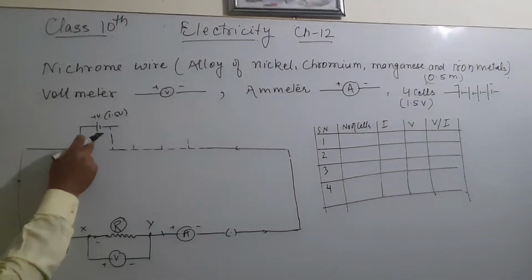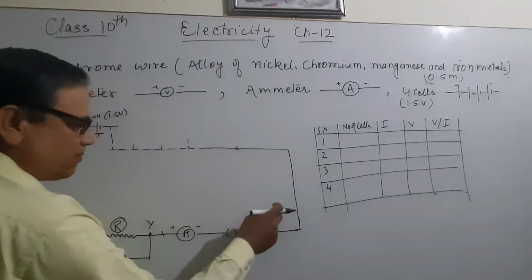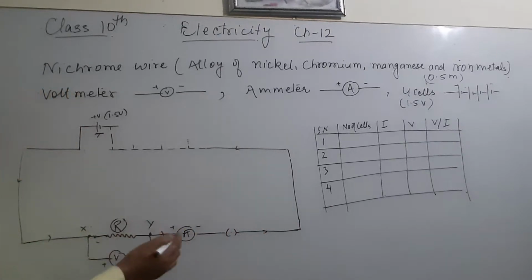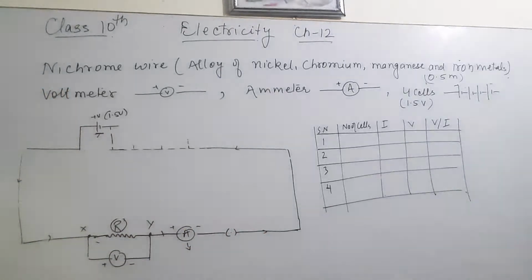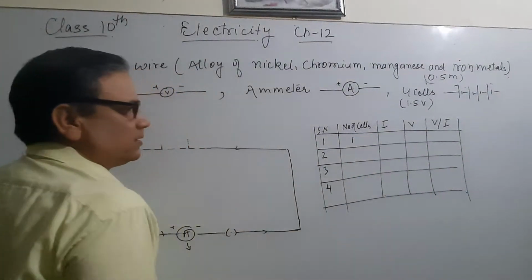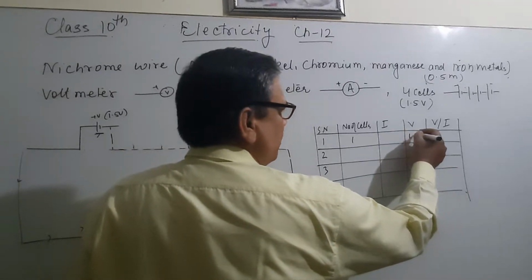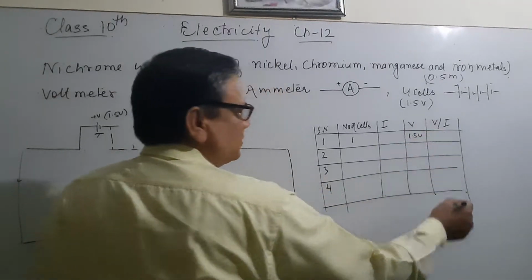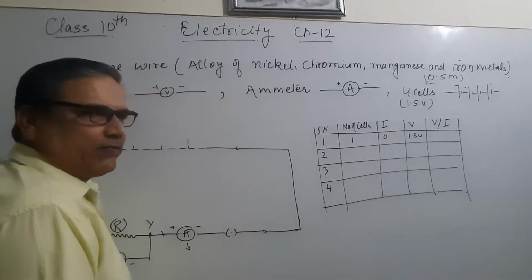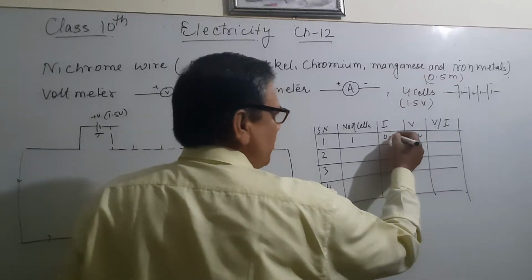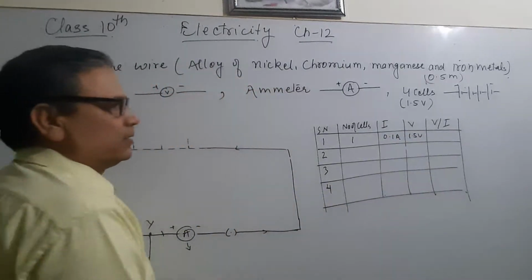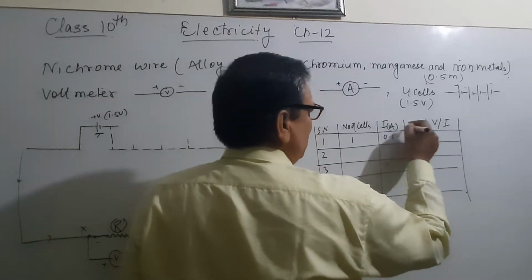When one cell is used, he checked the amount of current flowing in the circuit, and that amount of current is checked by the instrument ammeter. He noted the reading of the ammeter. If he used one cell and the potential difference of 1.5 volt, then he observed the amount of current. We are assuming, but practically we don't know, we are assuming that it will be 0.1 ampere. Here is the ammeter A, and here is the voltmeter V.